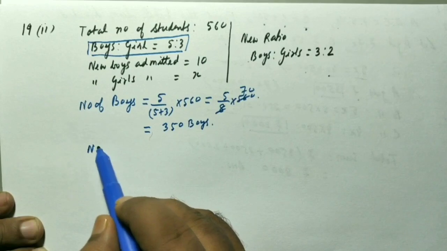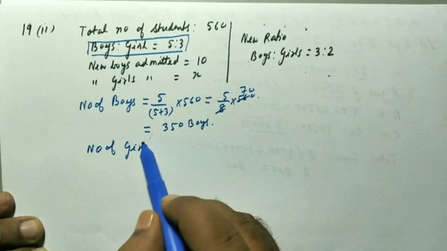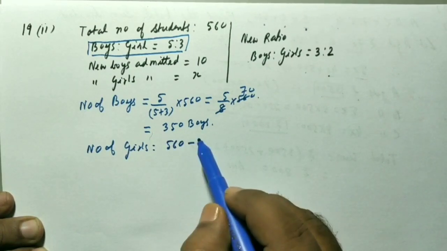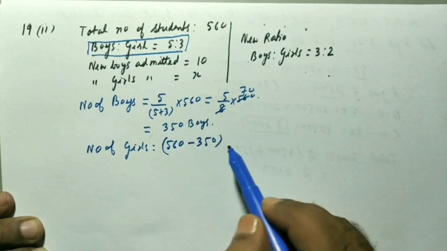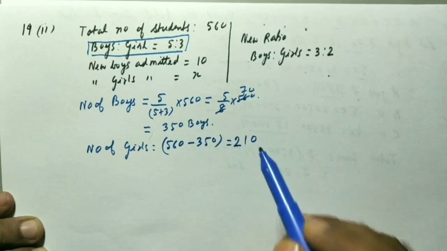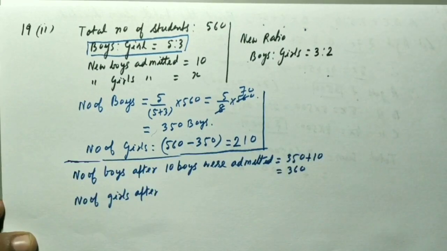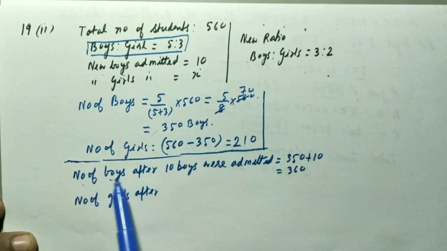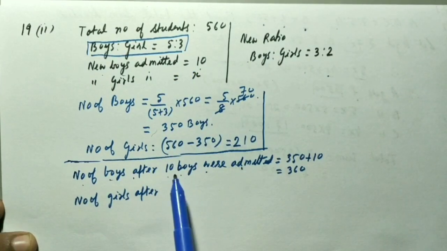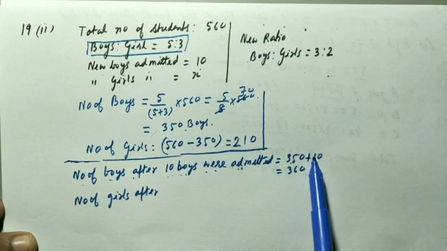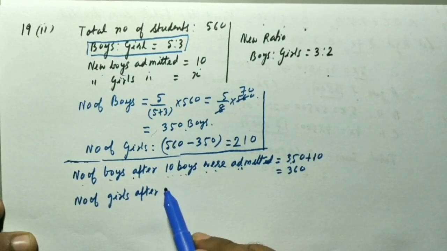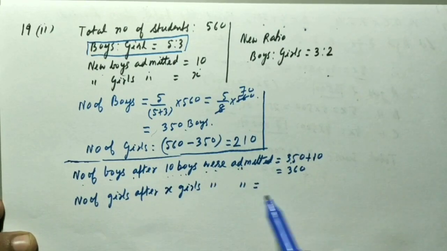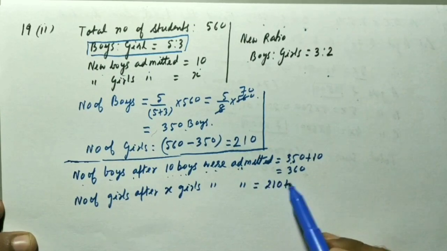Similarly, you have to find number of girls. Number of girls will be 560 minus 350, 210 girls. Now, new boys admitted is 10. Number of boys after 10 boys were admitted, 350 plus 10, 360. Number of girls after X girls were admitted will be 210 plus X.